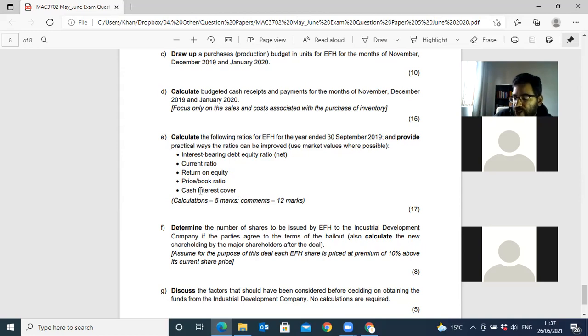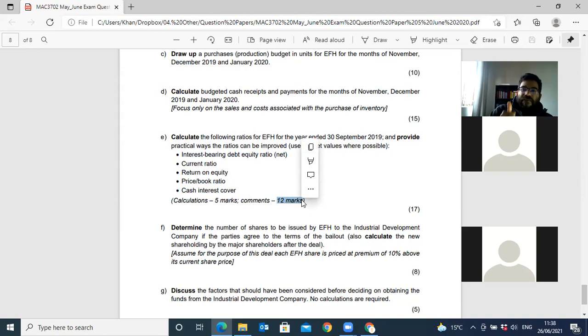When you comment on a ratio, you can see there's 5 ratios, 1, 2, 3, 4, 5. Calculation gets 5 marks, so it's 1 mark per calculation. Comments get 12 marks, right? Roughly 2 marks per calc. Whichever one required a bit more thinking will probably get the extra mark. So it's roughly 2 to 2.5 marks per comment.